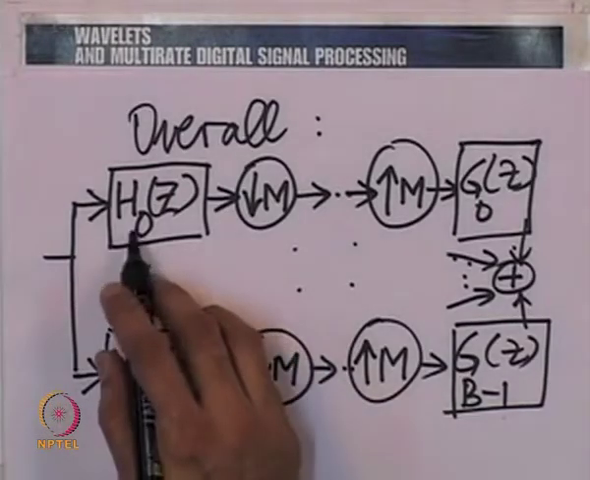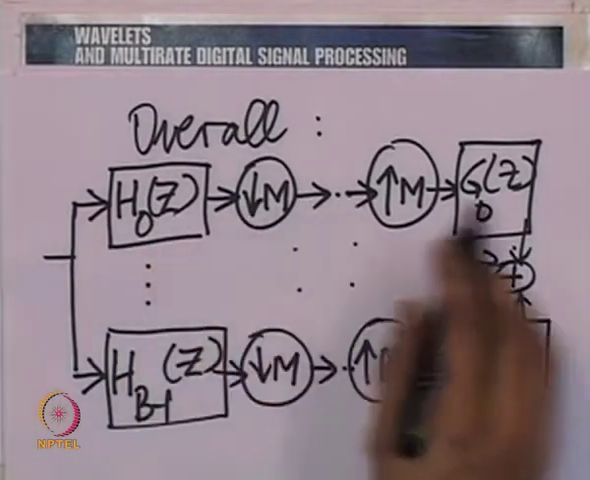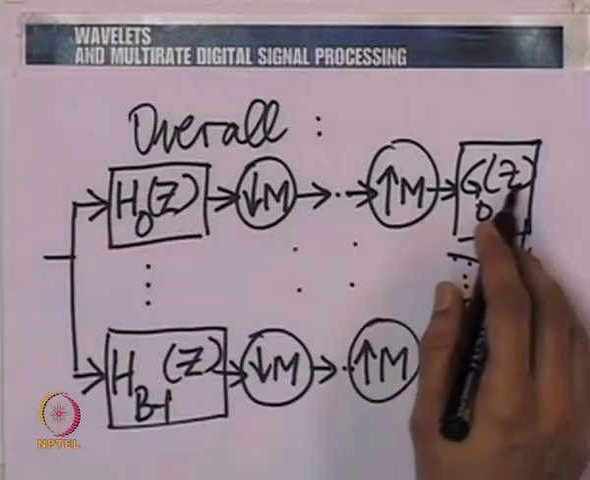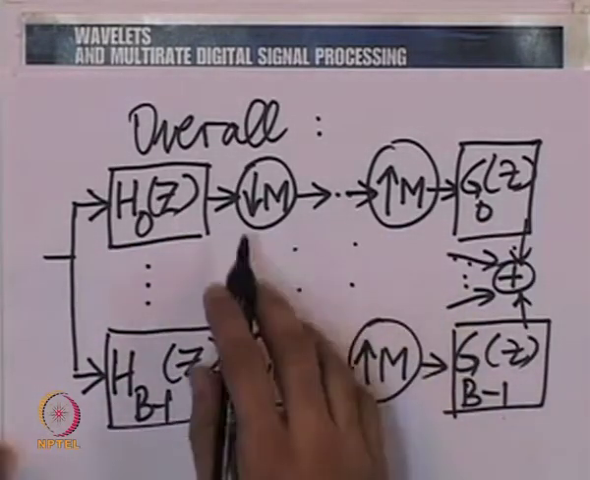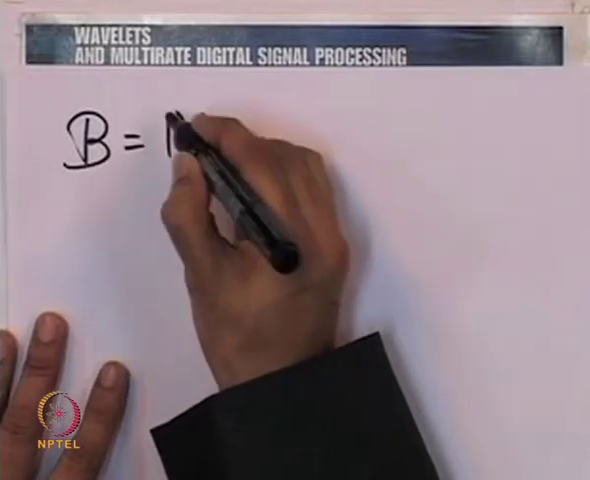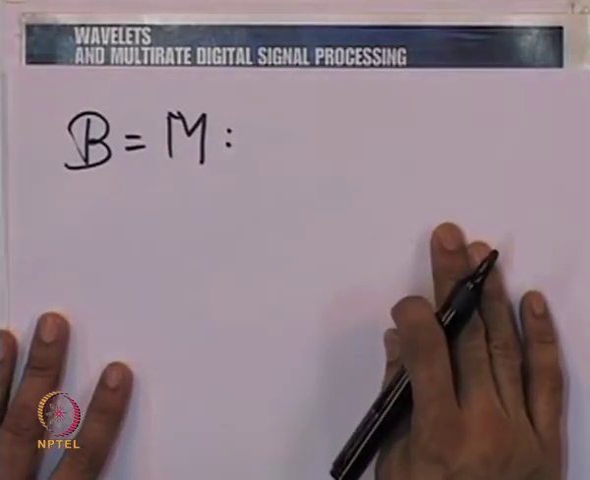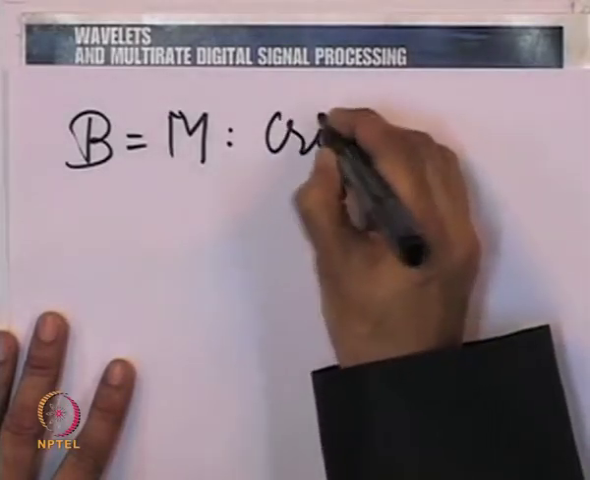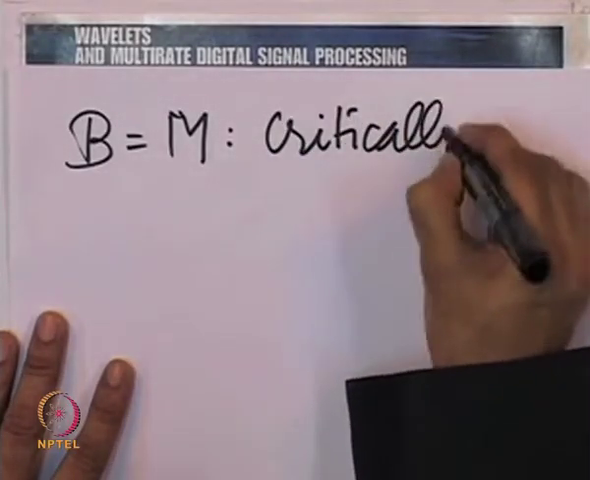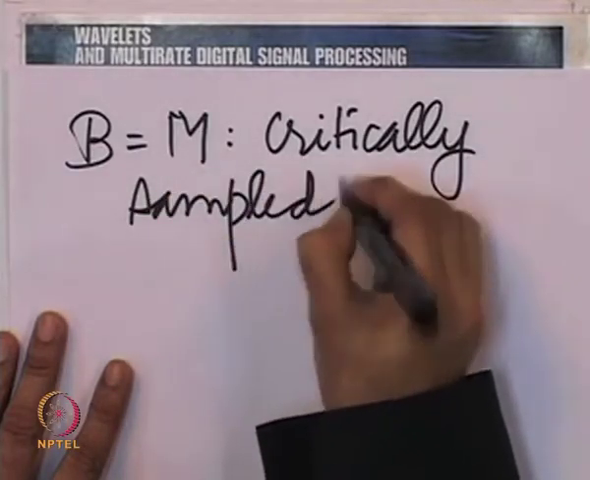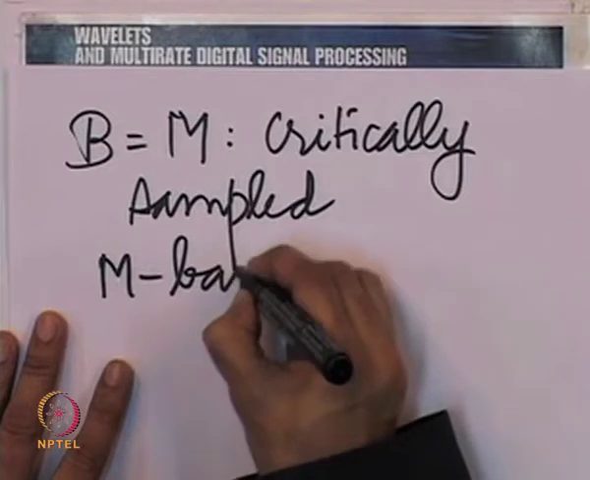Notice, of course, that an analysis filter is always followed by a synthesis filter. So, you have an analysis and synthesis filter coming in cascade with the down and up samplers in between. So, B could be equal to M. Such an M band filter bank is called a critically sampled M band filter bank.